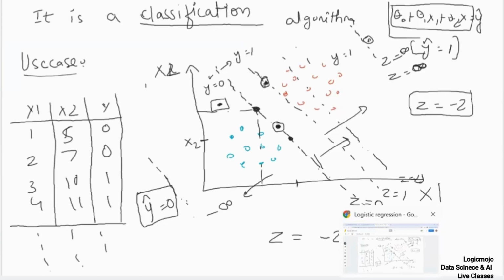Now here, it won't be 1 exactly. It should be greater than 0.5. That's it. So I can assume that greater than 0.5 means higher chances of having 1. Here we have a short chance of having 1. So the farther away we go from this line, the probability of y equal to 1 increases. The farther away we go on this side, the probability of 1 decreases.